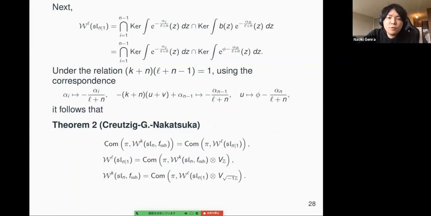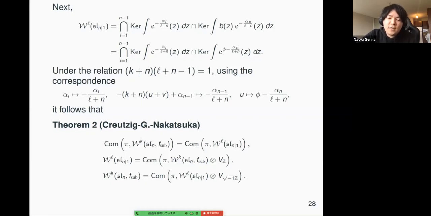And if you assume that this relation, k plus n times L plus n minus 1 equals 1, using this Heisenberg isomorphism, the left-hand side is a Heisenberg field defining the screening of the subregular W-algebra, and the right-hand side is a Heisenberg field defining the screening operator of the principal W superalgebra. And we say that this is an isomorphism between Heisenberg algebras.